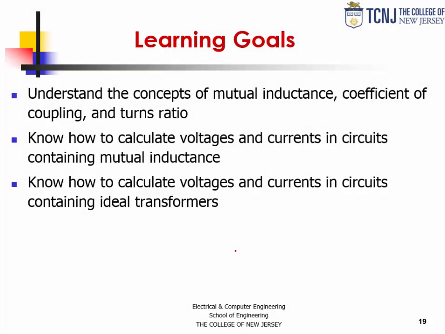So this ends this module where we learn about mutual inductance, turn ratios. We calculated voltages and currents in circuits containing mutual inductances, talked about the analysis of energy in mutually coupled coils, and finally we also looked at voltages and currents in ideal transformers.